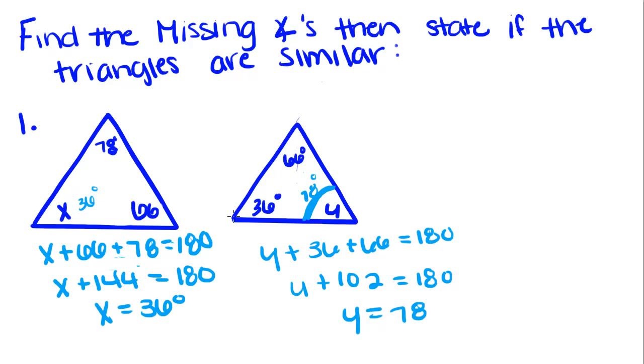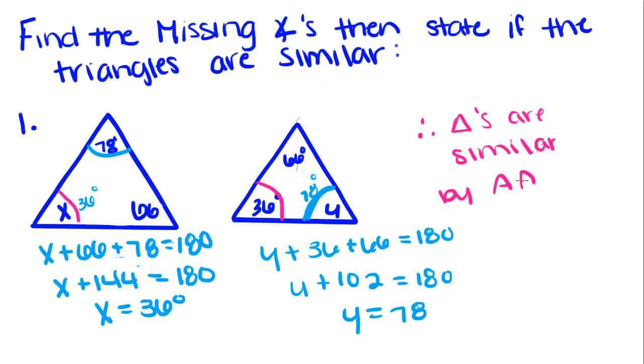So this angle is congruent with this angle. We know x is equal to 36. And this angle over here is also equal to 36. So those two are congruent. So therefore, the triangles are similar by angle, angle.